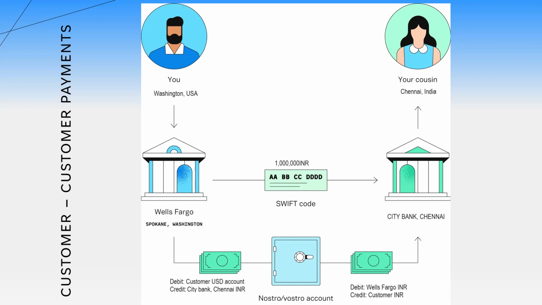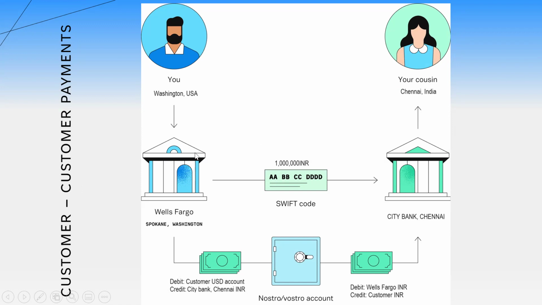He has an account with Wells Fargo Bank in Washington, and the receiver has an account in Citibank Chennai. The receiver's bank account is in INR currency, and the sender is in USD. So the sender can initiate the payment as a USD transfer or an INR transfer. Based on the transaction currency, his account will be debited. Let's say he is transferring money in INR, so the conversion will happen at Wells Fargo bank itself. If he is sending 100,000 US dollars, the equivalent INR amount will be sent, and it will be credited in Citibank.